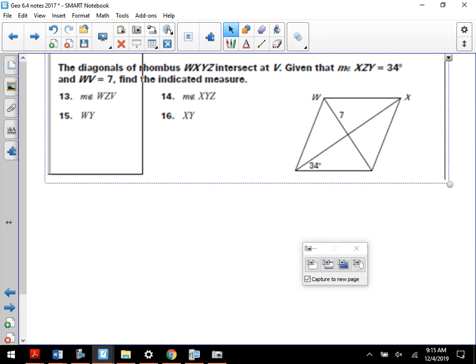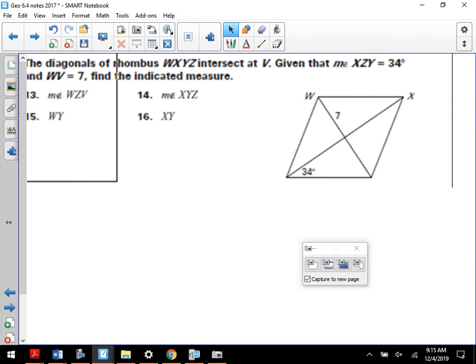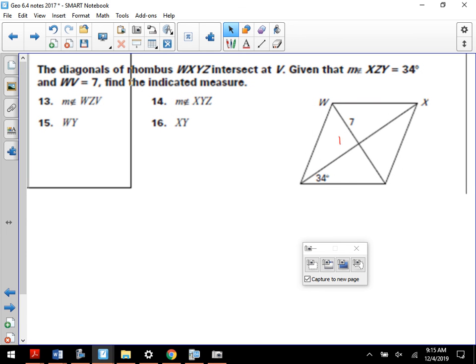So first things first, it says it's a rhombus. And then it says the diagonals intersect at V. So V should be here. It being a rhombus means we have the 4 right angles. W, X, Y, and Z should go there. So from that, and having just that one angle, we can figure out everything. Remember, diagonals of a rhombus, they're perpendicular, and they bisect each other. So if WV is 7, what's VY? 7, yep, there we go.